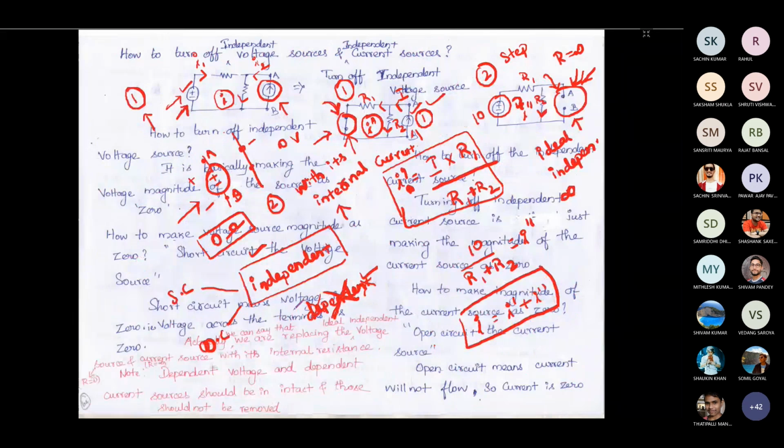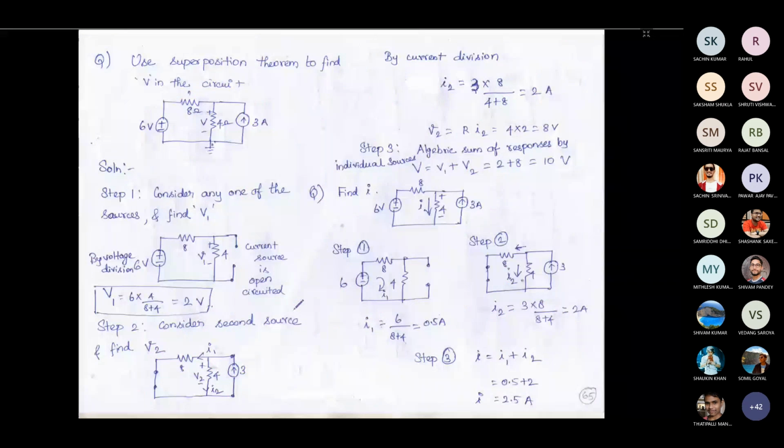So let us see a simple problem before we wind up the class for today. Consider this circuit. In this circuit, we need to find the voltage across this 4 ohm resistor. That's what we need to find. So we have to apply the superposition theorem to find the voltage across this 4 ohm resistor. So what should we do?